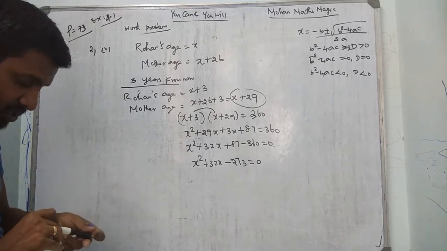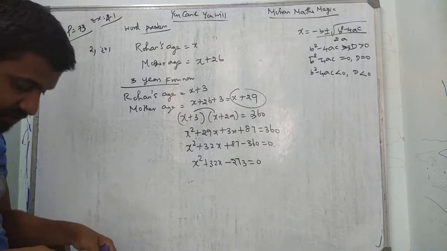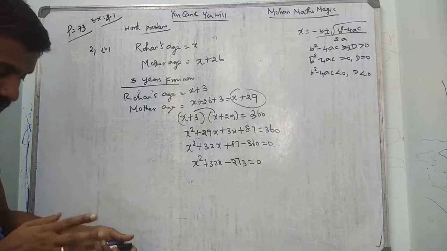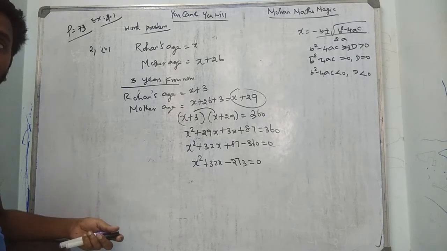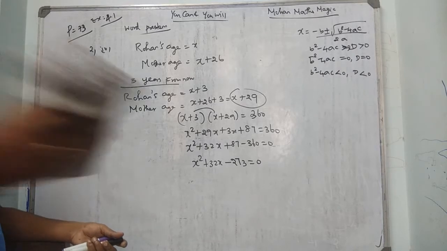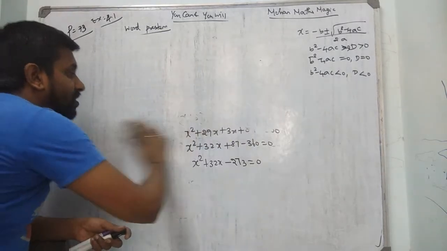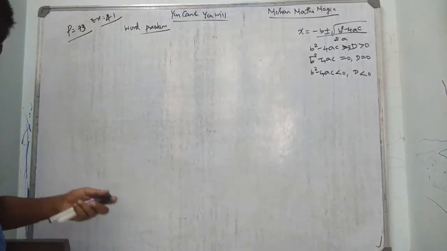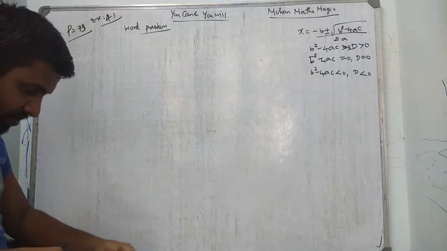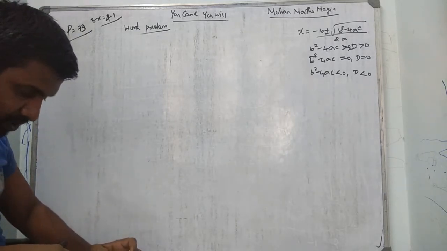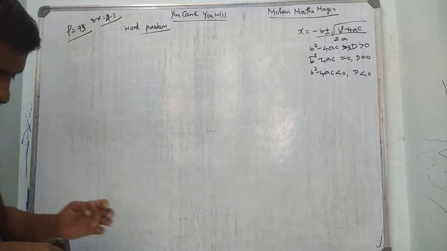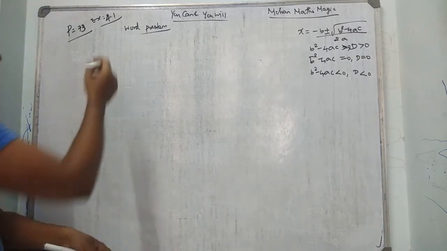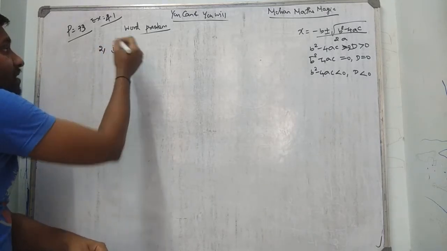A train travels a distance of 480 km at uniform speed. If the speed had been 8 km/h less, it would have taken 3 hours more to cover the same distance. So this is a speed and distance sum, and you have to be very careful. Second numeral, fourth sum. So first, a train travels a distance of 480 km at uniform speed. If the speed had been 8 km less, it would have taken 3 hours more to cover the same distance. So this is a very important topic: speed and distance.